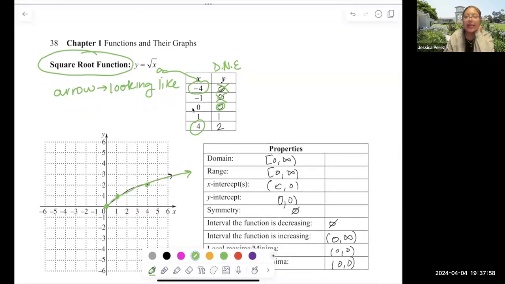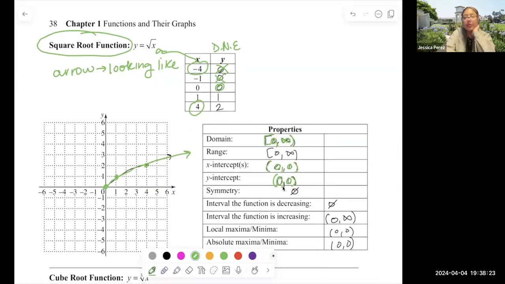So the domain is, what are the possible x values? The x values are from 0 to infinity. The range is also from 0 to infinity. So from left to right and down up, the lowest point is 0. Your x-intercept is at 0, 0. Your y-intercept is also at 0, 0. Does it have symmetry? No, there's nothing here, right? It's not symmetric towards the x, not symmetric towards the y. So no symmetry.